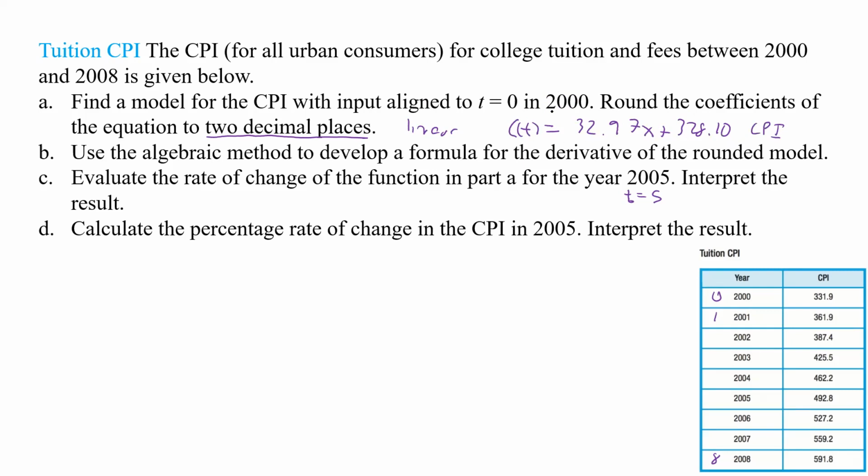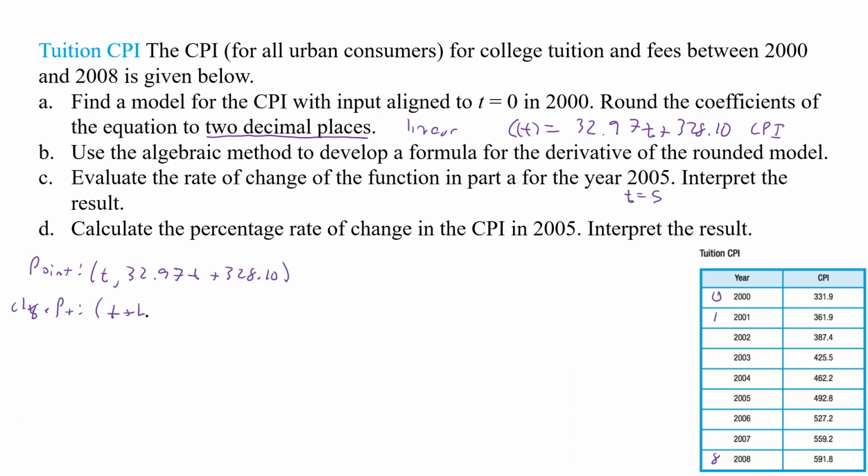Okay, so that was our function, and so now we're supposed to use the algebraic method to develop the formula for the derivative of the rounded model. All right, so again, I used t and x in the same function. So let's erase the x and put a t. All right, so now I need to find a point and a point close. So that's going to be t, and 32.97t plus 328.10.